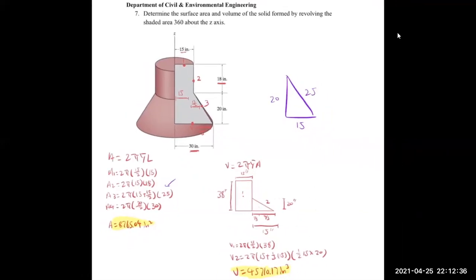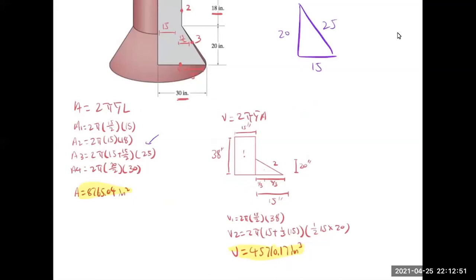And then for the volume, I only have to consider two segments right here, segment one and segment two, where segment one is the rectangle and segment two is the triangle. The equation for the volume is 2 pi y bar multiplied by the area, and that area is the area of that segment, not the area for the entire composite body. So my V1 will be 2 pi, and then the centroid will be 15 divided by 2, which is our y bar, and then multiplied by 38.